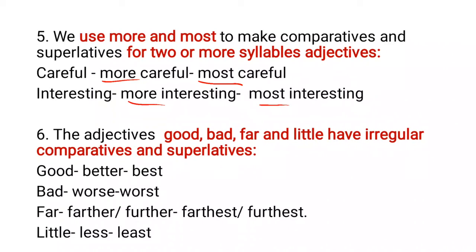But we have some adjectives which have irregular comparatives and superlatives, like good, better, best; bad, worse, worst; far, farther, farthest, or you can say far, further, furthest; little, less, least. You need to look for such adjectives and practice them in your writing.